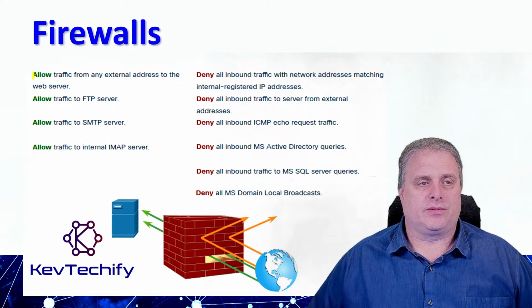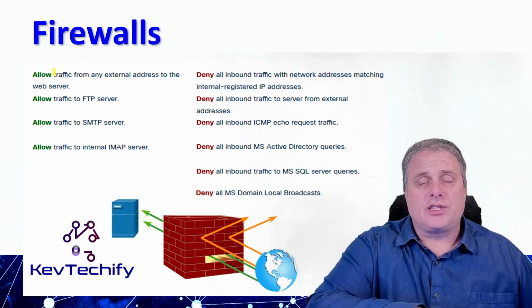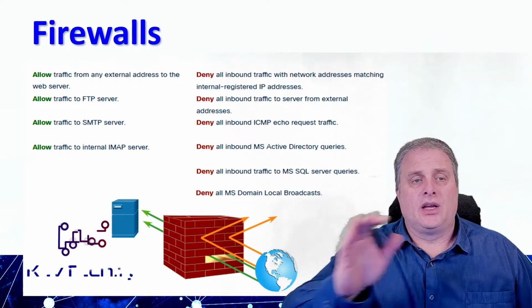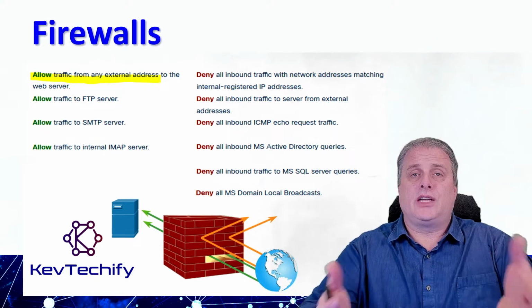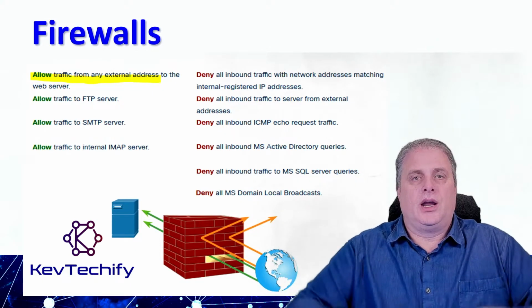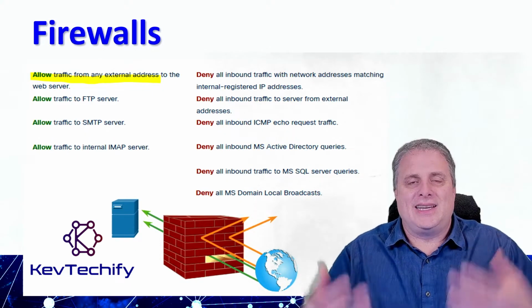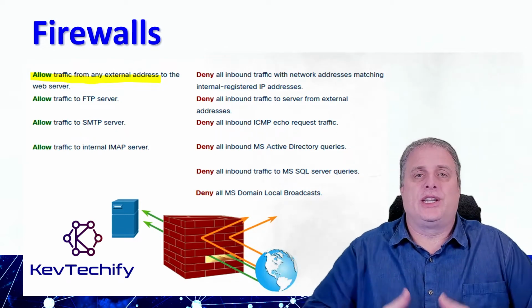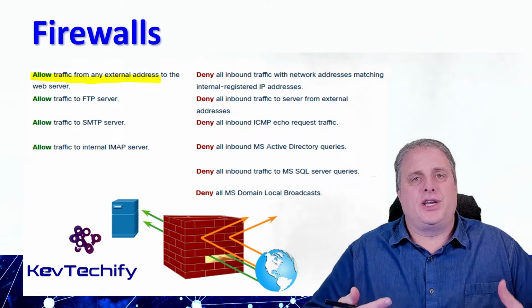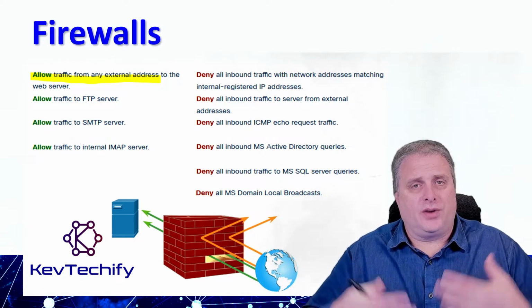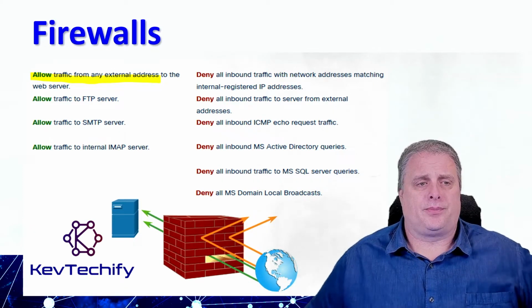First thing here is you have to have allow statements and you have to have deny statements. Some examples of what you could allow here is the first one here: allow traffic from any external address to get into the web server. You're hosting your own web server. It's an e-commerce site. Your customers need to come there and put orders in. Your business partners need to update information about when shipments will arrive if you're like a manufacturing company.